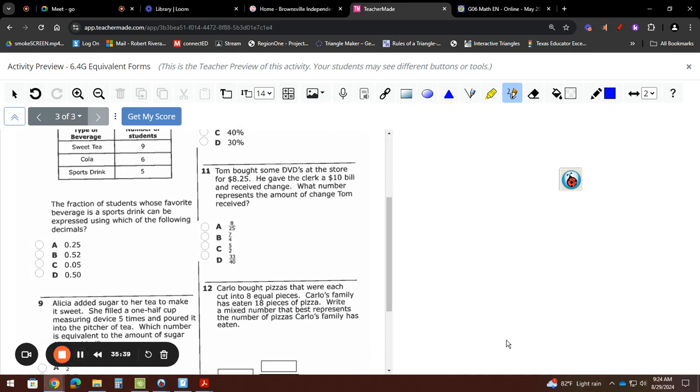And it starts at the 25 mark, 25 minutes, guys. So you want to work 25 minutes and do the homework first and then go reverse and get the other answers that you need. Number 11, Tom bought some DVDs at the store for $8.25. He gave the clerk a $10 bill and received change. What number represents the amount of change Tom received?